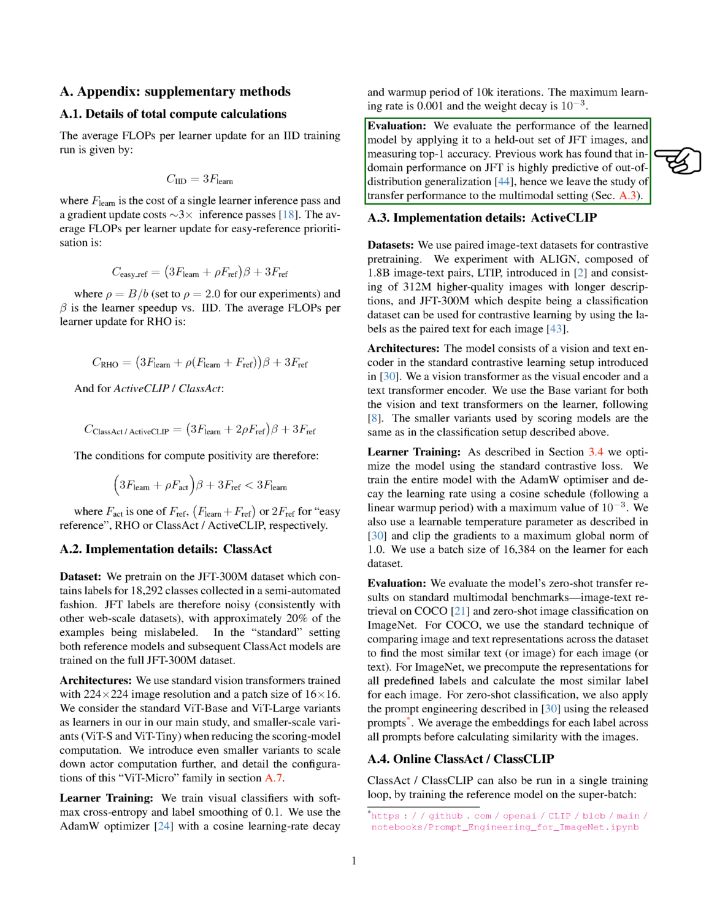For ActiveCLIP, we used paired image-text datasets for contrastive pretraining. We experimented with ALIGN, LTIP, and JFT-300M. The model consists of a vision and text encoder. We trained the entire model using the standard contrastive loss, with the AdamW optimizer and a cosine learning rate decay.